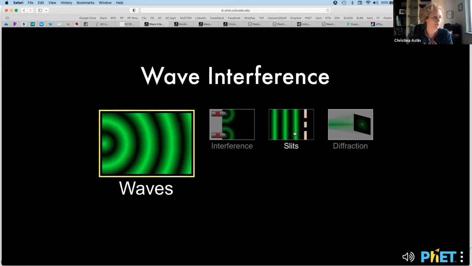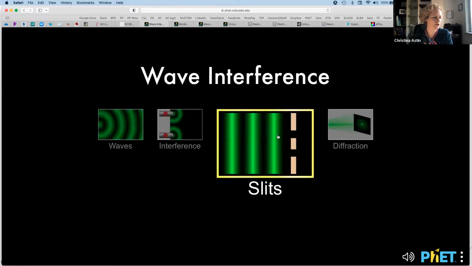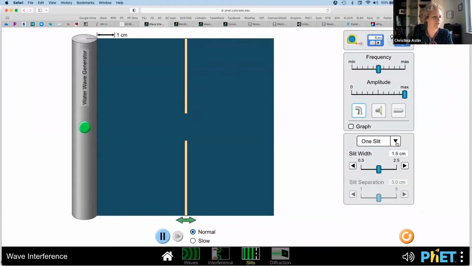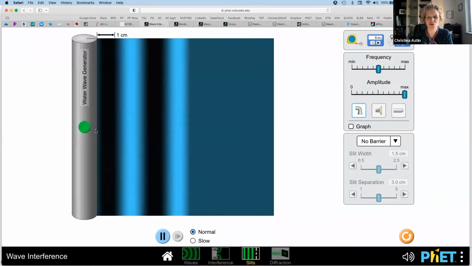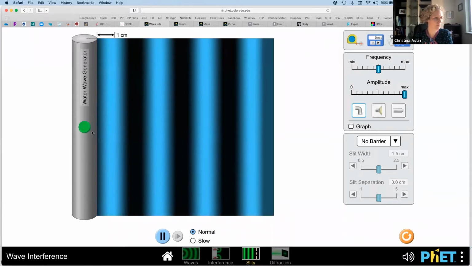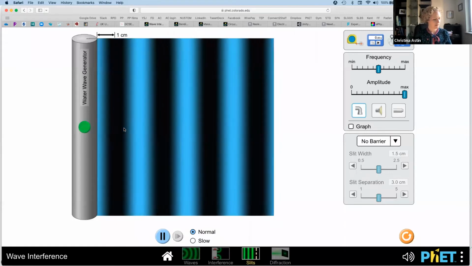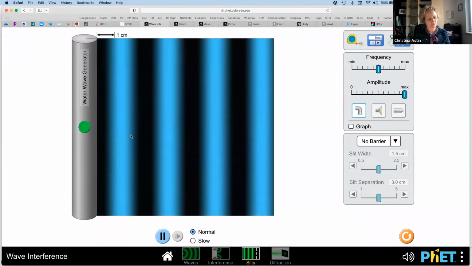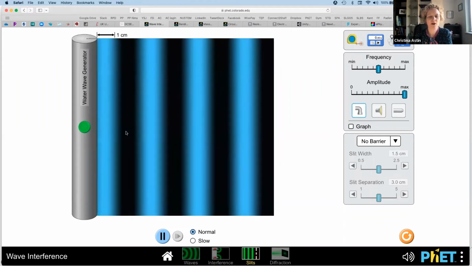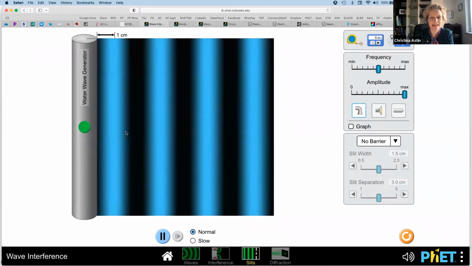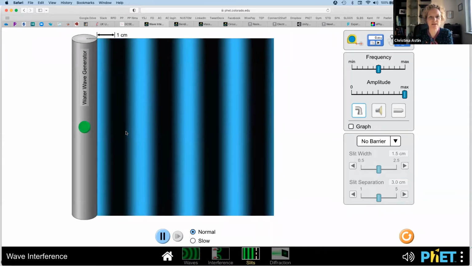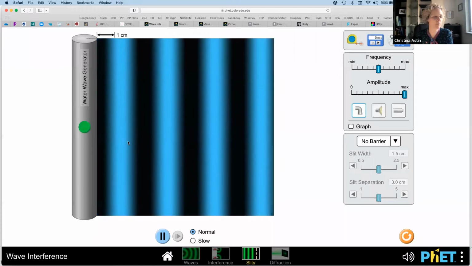For this one, we want to click on the slits option, and as that's loading, there we are. We're going to get rid of the slits, so no barrier there. And you'll see if we press the green button, the waves just start to emerge. You've got lots of different things that you can do there. Now, the required practical asks, for most exam boards, ask students to show that v = fλ, so velocity equals frequency times wavelength, and that's what they're using the ripple tank for.